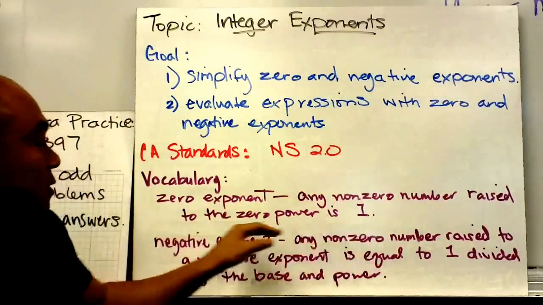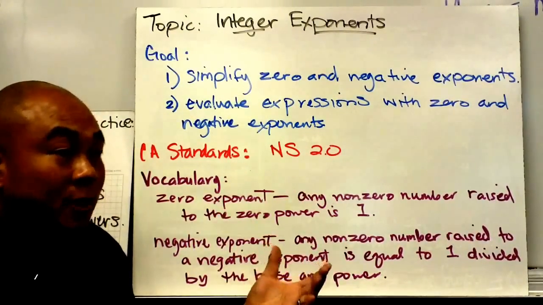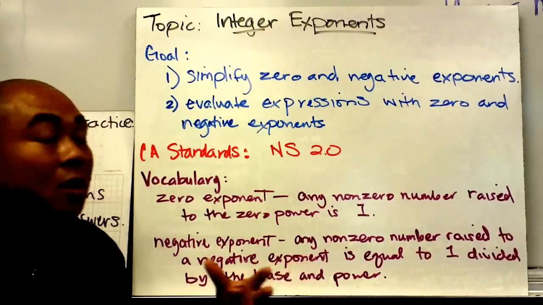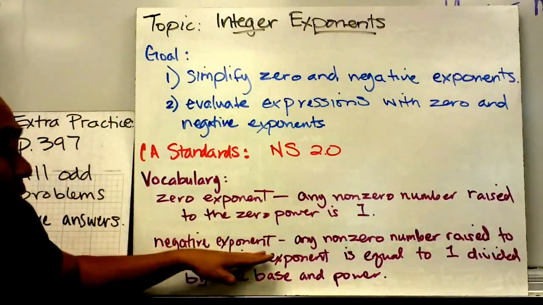Any non-zero number raised to the zero power is 1. So anything that you see, 3 to the 0 power, x to the 0 power, it's always going to be 1. The only thing that's not going to be 1 is 0 to the 0 power. So that's not 1 at all.